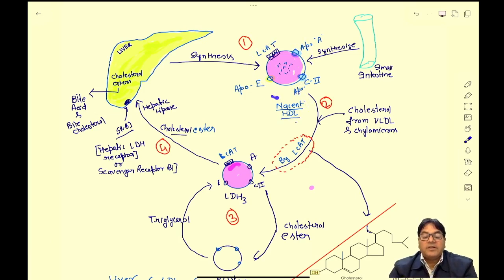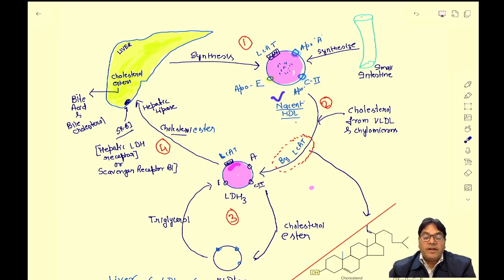Initially, the nascent HDL is formed from two places. The small intestine gives rise to nascent high density lipid, and it is also synthesized from the liver. In the center there is cholesterol as well as triglycerides, but it has ApoE, ApoC2, ApoA, and there is an enzyme LCAT. I will be showing you the full form of this LCAT later on. What is the role of this LCAT enzyme? It is also one of the proteins present in the wall.